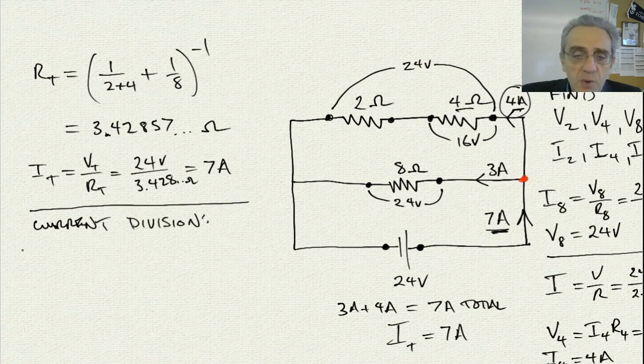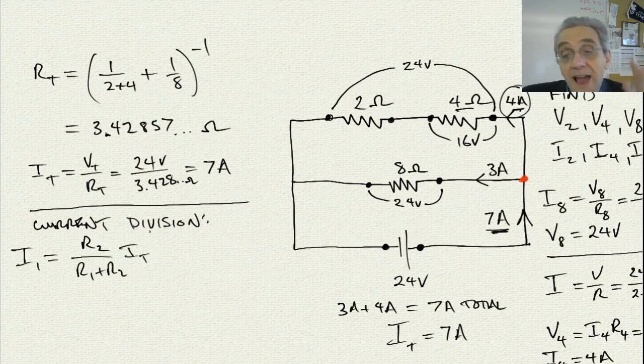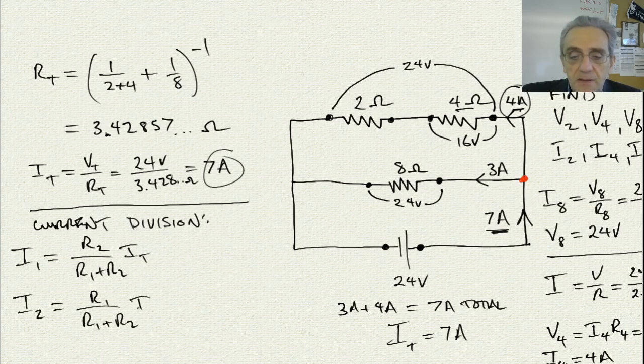So remember what the equation was. I1 is equal to the opposite side, so that's R2, divided by the total, R1 plus R2, times I total, and now I have I total. And then I2 is equal to the opposite side, R1, over the total times the total current. Now I have to denote my sides here. I'm going to denote this side as side number one, and this side as side number two. These are not resistances. These are just sides of the parallel circuit.